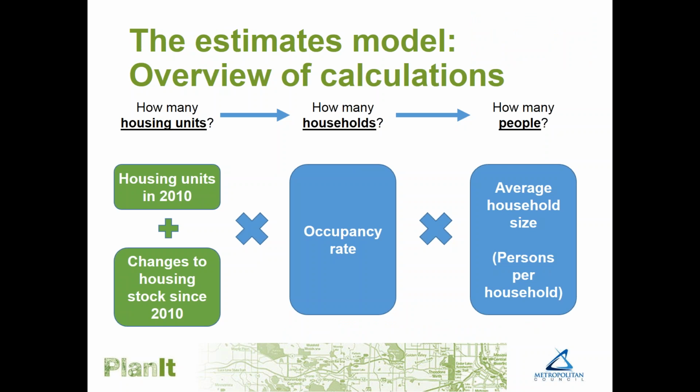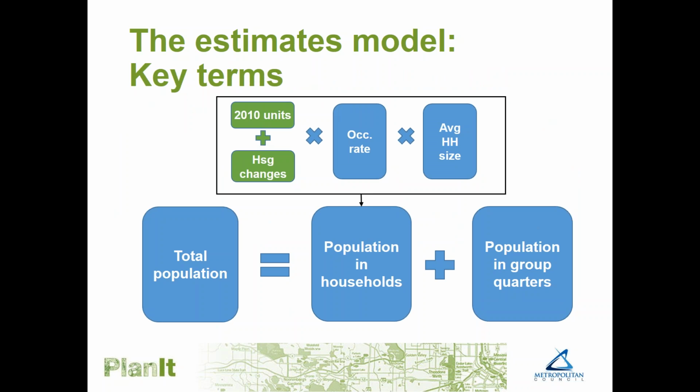And that's the essence of the council's housing stock model, estimating housing units by adding the changes since 2010 to the base count from the 2010 census, then multiplying the results by the occupancy rates to estimate households, then multiplying those by the average household sizes to estimate people in households. And that gets us to the population in households.